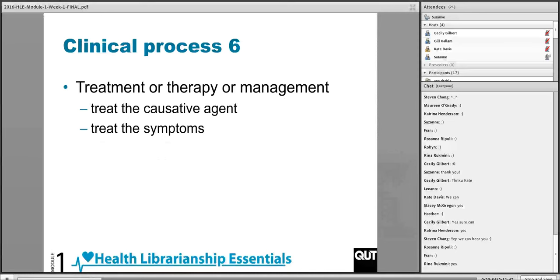So treatment, therapy, or management are all terms for what happens next, what the clinician does to change the course of the disease, to control symptoms, and to aid the recovery of the patient. The most well-recognized form of treatment is drug treatment, but there are many other forms of therapy, including physical therapy, diet therapy, and so on.